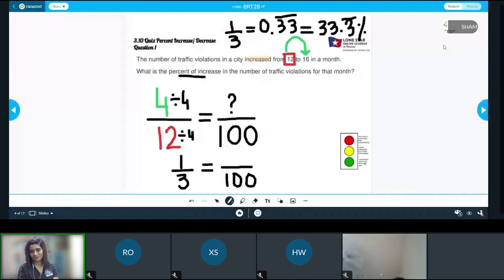Yes. Mia says, yeah, you can say, or Miss Syed, just say approximately, you can say 33%. Approximately, right? The answer could be 33%. Okay. Questions?